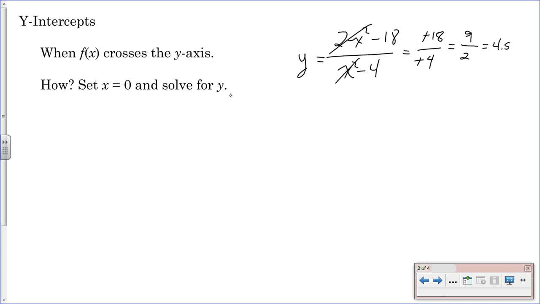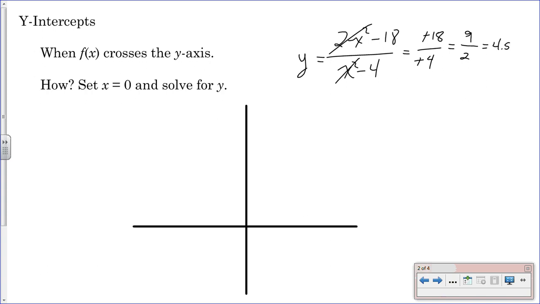All right. So if we were going to start to graph this, which we are going to end up graphing by the end of the video, as well as another one, we know our y-intercept would be 4.5. So 1, 2, 3, 4, 5. So we know at 4.5 is our y-intercept.